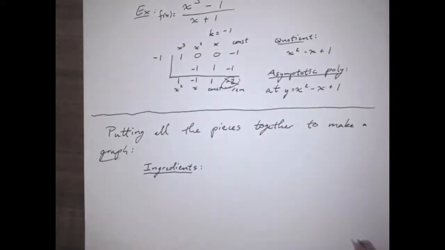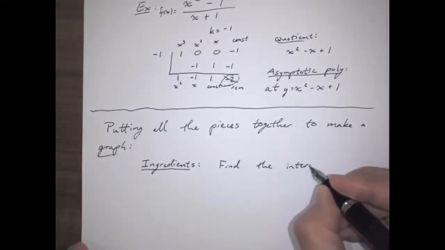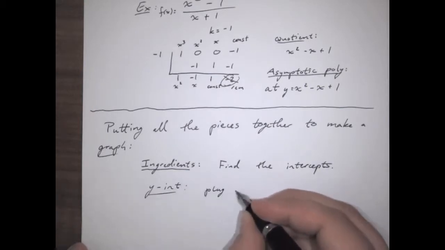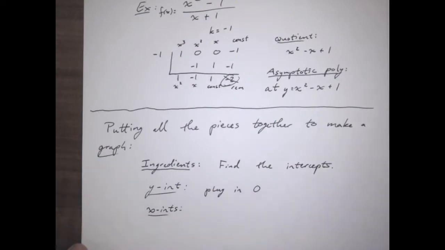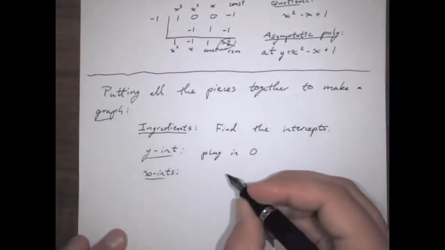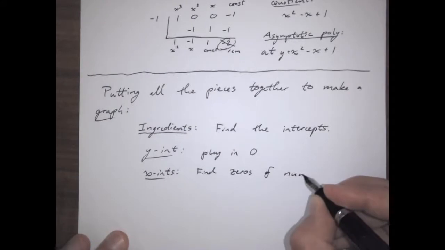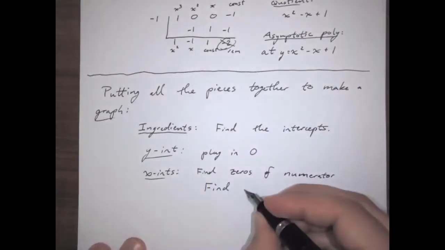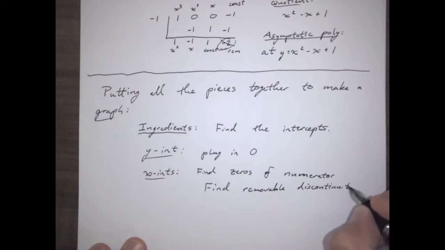So the recipe calls for the following ingredients: the intercepts. So find the intercepts. So for the y-intercept, just plug in 0. For the x-intercepts, we find zeros of the numerator. Find the intercepts. Also, find any removable discontinuities.